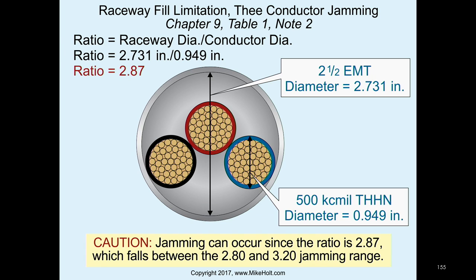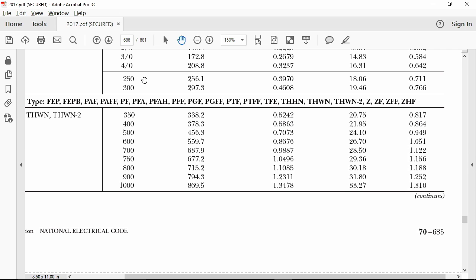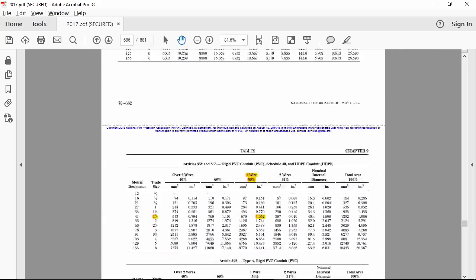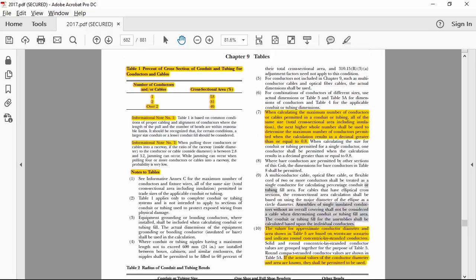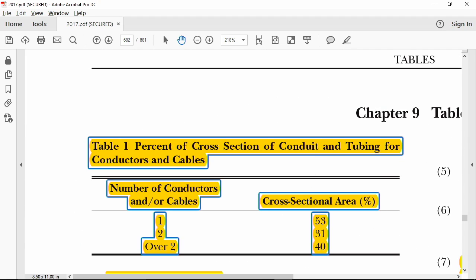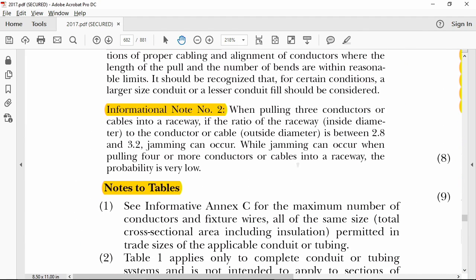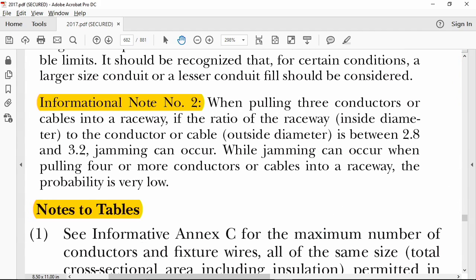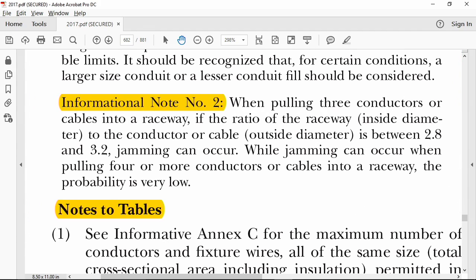Because it's an informational note, that's not a requirement. It's just telling us that it can happen. Other than, hey, you're taking a test and they're asking you what's the ratio of jamming, or give you an example, have you guys ever had any experience? Yes? I just think that this informational note shows the fact that you could look at what the table says, but in the field, you might want to go one size up.